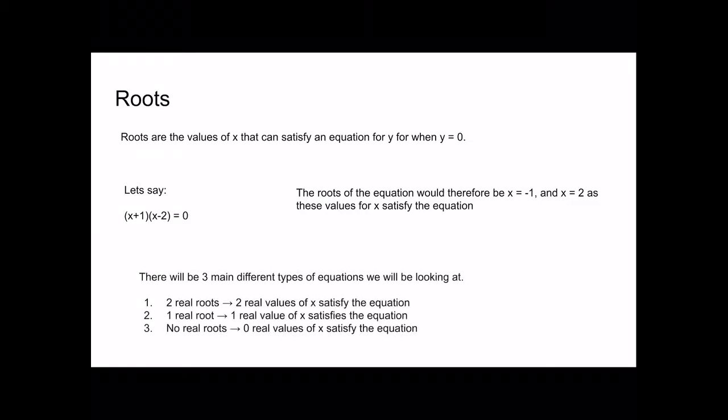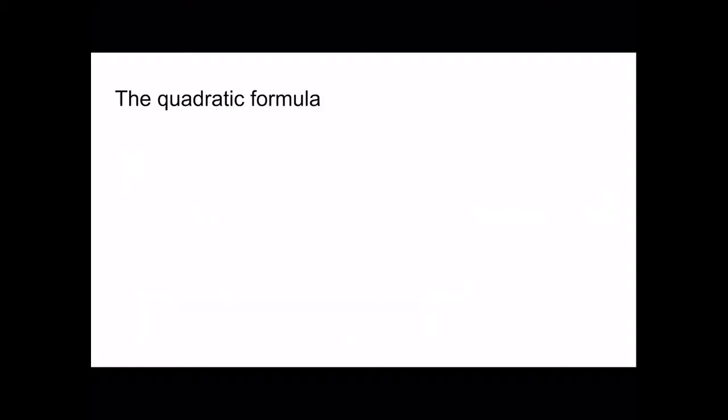Alright, so in this level 2, there's three main types of equations that are mainly looked at. Number 1 is the two real roots, so two real values of x satisfy the equation. Basically, there's two possible values for x. For one real root, there's only one real value of x, so only one value of x satisfies the equation. And there could be no real roots, so there could be no value of x that can satisfy the equation.